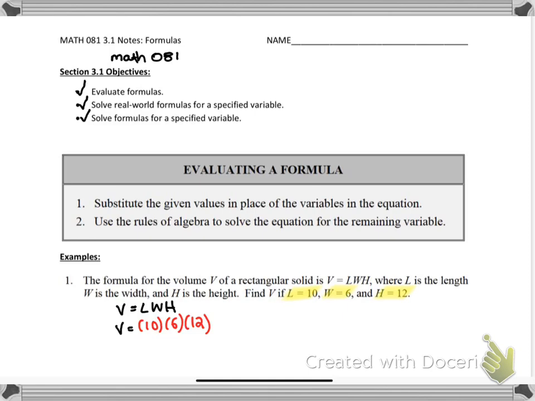So now all I have to do is to use a calculator or whatever I want to actually evaluate this. So we have 60 times 12. And then the volume ends up being 720. Okay, so again, all we did was plug in the values for the length, the width, and the height, and evaluate for the volume. Let's do another example.